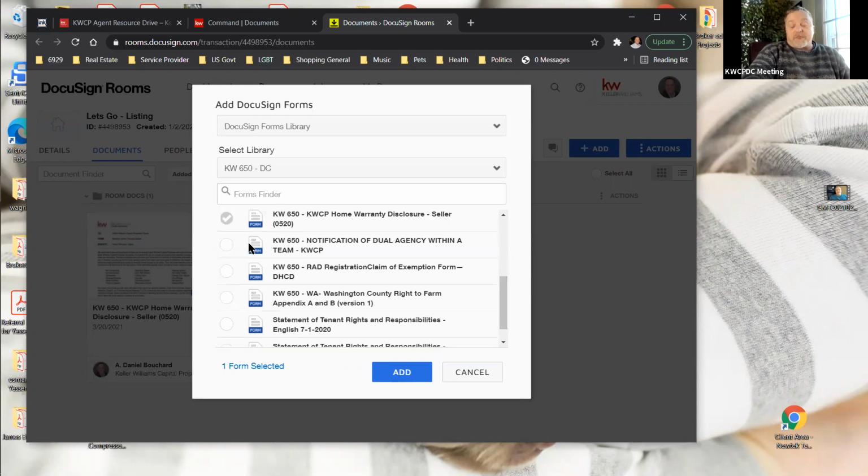And if you're on a team and there's a possibility that you're going to be in a dual agency situation in Maryland, keep in mind that in Maryland, the definition of dual agency is different than it is in DC and in Virginia. DC and Virginia have a similar definition of dual agency, which means the individual agent is in dual agency. In Maryland, the definition is a little bit different. Maryland's definition of dual agency is what designated agency is in DC and in Virginia. So it means that the company is in dual agency, and the individual agent cannot have a dual agency relationship with both the buyer and the seller.